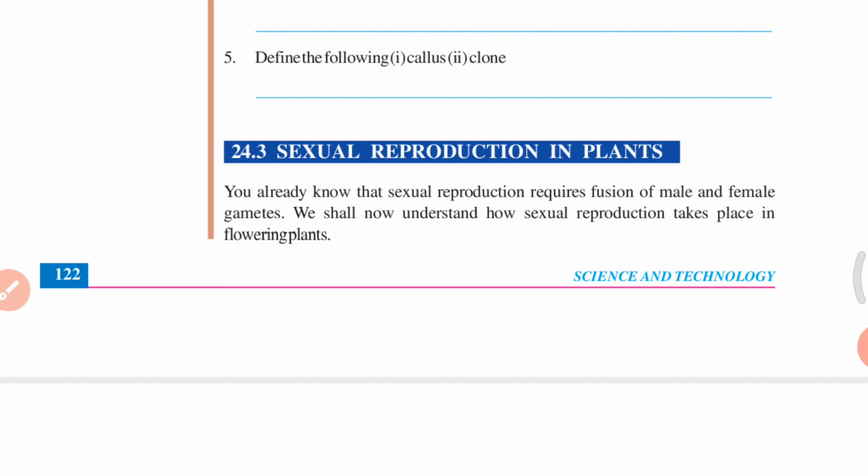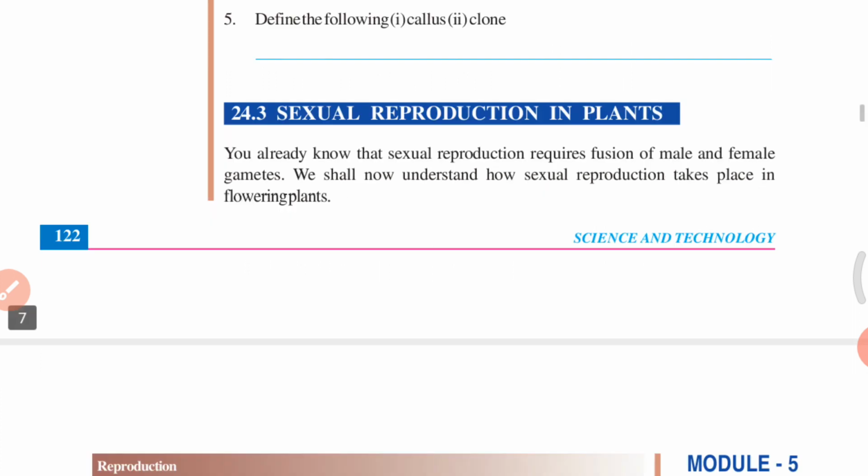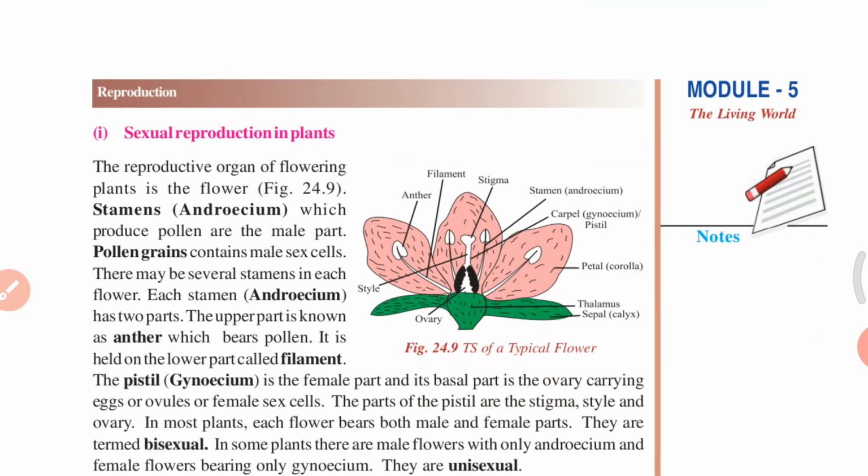In the case of plants and animals, these two genders are compulsory. First, we are going to discuss sexual reproduction in plants.